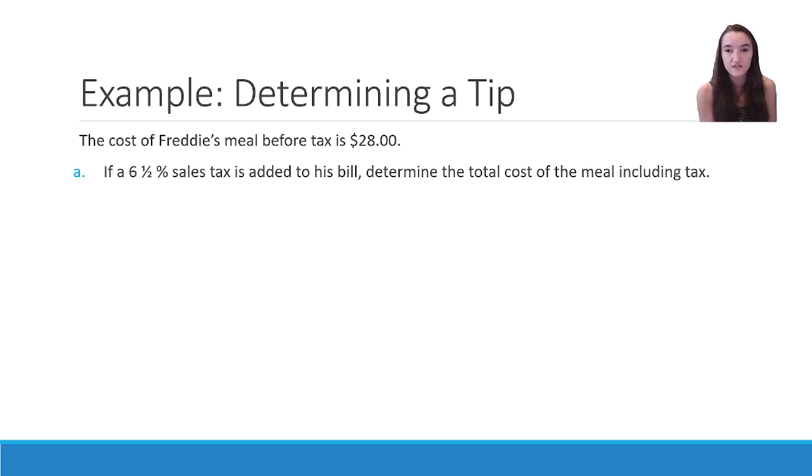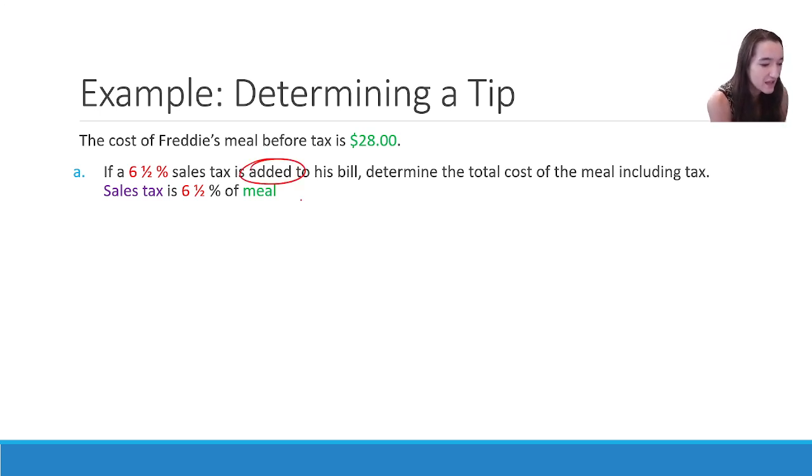So again, we're going to take this and make it into a simpler sentence that I can then do a direct translation of. Here's what's important: the 6.5% added to his bill, and we need to determine the total cost. We've got this $28. What do we know? Well, the sales tax is 6.5% of the meal. That's not our final answer, but we're going to add it afterward. So I'm going to do this in two parts. I'm going to find the sales tax, and then add it to get the total cost.